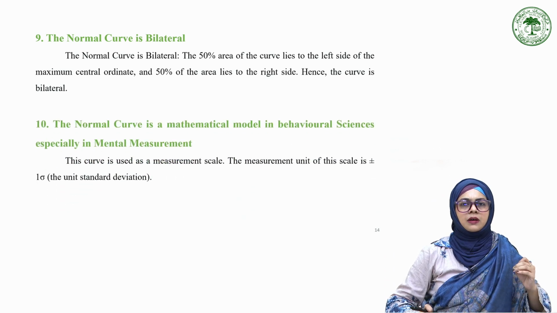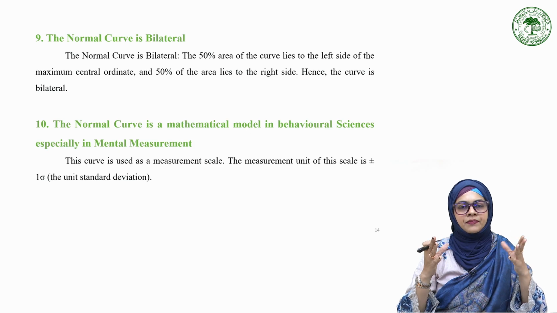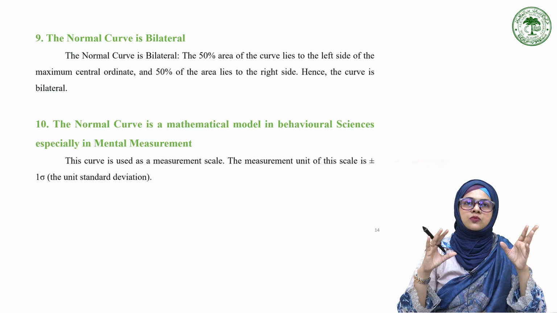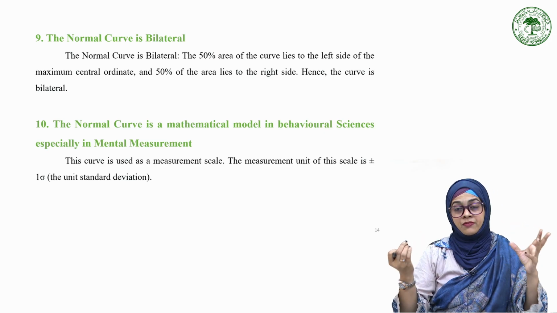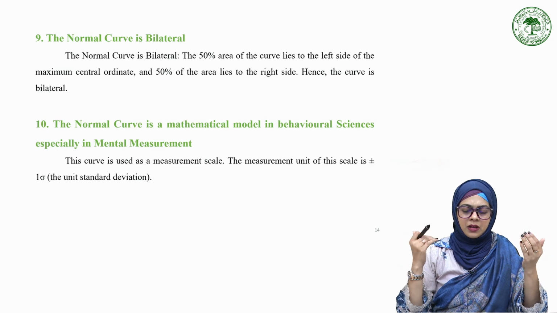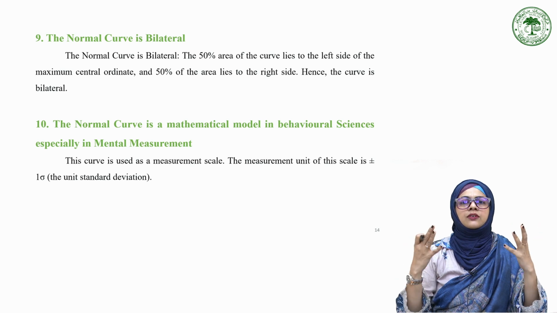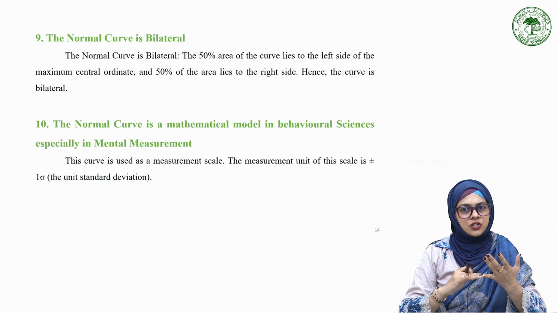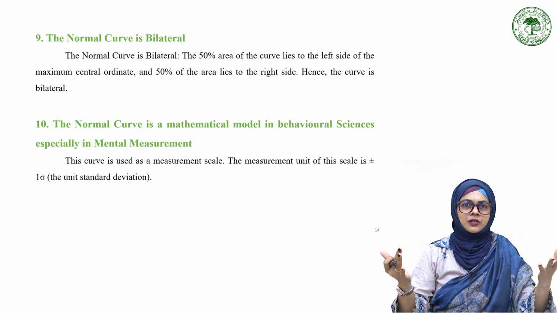Then the normal curve is a mathematical model in behavioral sciences, especially in mental measurement. This curve is used as a measurement scale, and the measurement unit of the scale is plus or minus 1 standard deviation. The normal curve serves as a mathematical model in behavioral science and mental measurement because it helps to describe and interpret how psychological traits work, for example intelligence, aptitude, or personality, and how they are distributed in a population.